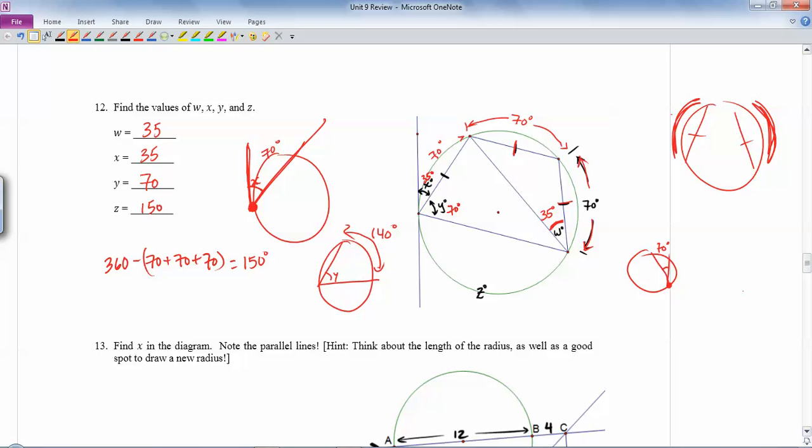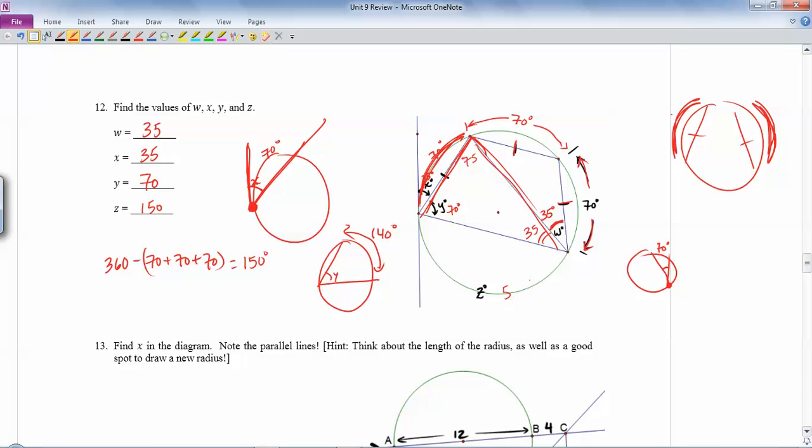Oh yeah, sorry. Okay. So another way that you can do this, this arc is 70, we know. So this angle over here has to be 35 as well. So then you could solve for this angle in the triangle right here. And that angle ends up being 75. And then the 75 opens up to z. So z would be 150 then. So that's another way of getting it.